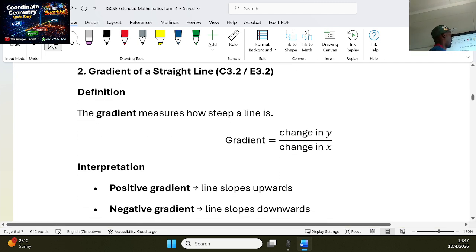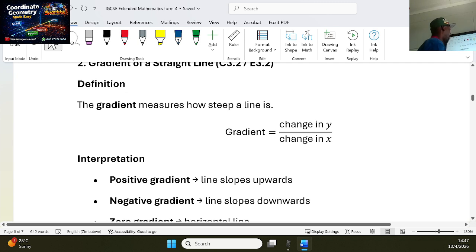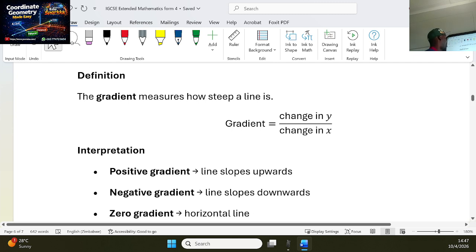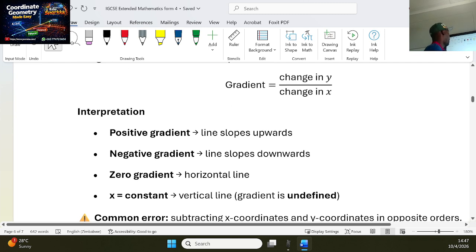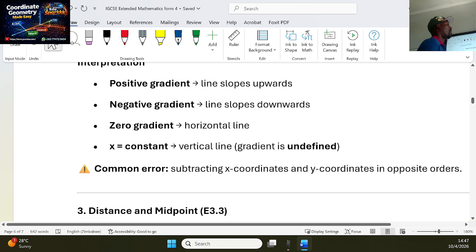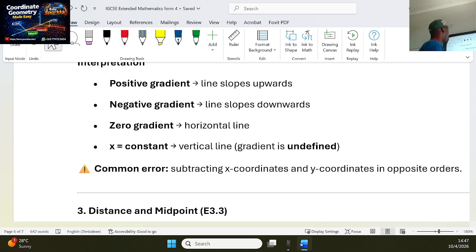Gradient of a straight line is defined as change in y over change in x. If the gradient is positive, the line slopes upwards. If it's negative, it slopes downwards. A zero gradient is just a horizontal line, an equation in terms of y. And when x is constant, this is a vertical line, and we don't have a gradient for that because there's no change in x.